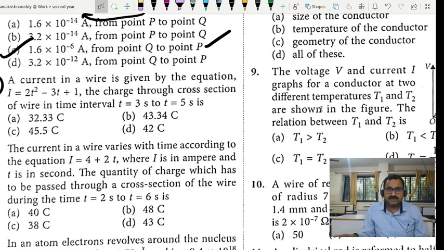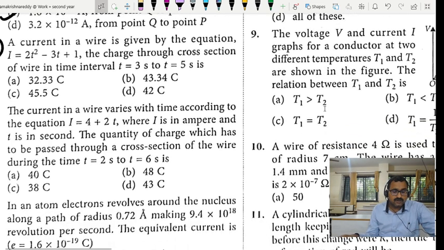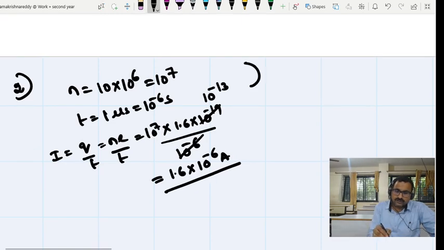A current in a wire is given by the equation I is equal to 2t square minus 3t plus 1. The charge through the cross section of the wire in the time interval t equal to 3 to t equal to 5 seconds. The fourth question is also the same model. The current in a wire varies with time according to the equation I is equal to 4 plus t. Both are the same model, so I am explaining one. We already wrote that the area under the I-t graph gives the charge, so that formula also applies here.